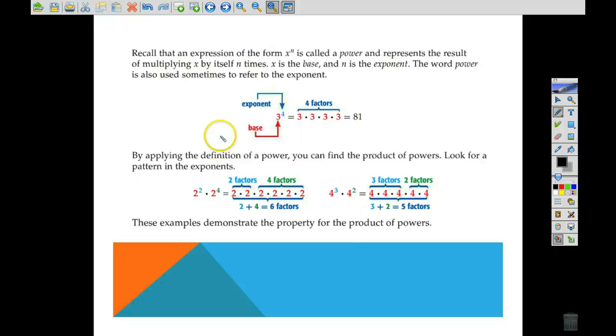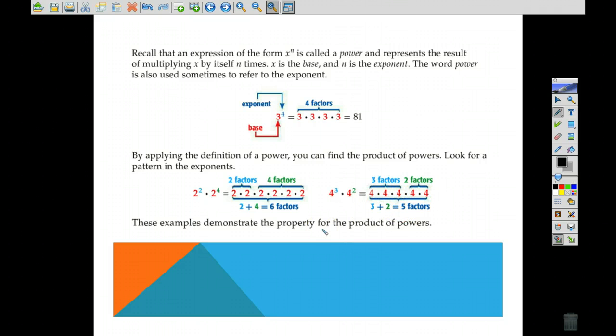All right. By applying the definition of a power, you can find a product of powers. Look for a pattern in the exponents. So if you have the same base here, and it's 2 to the second power times 2 to the fourth power, 2 to the second power means 2 times 2. 2 to the fourth power means 2 times 2 times 2 times 2. And when you're multiplying all of these together, you have six 2's. So you can see a pattern here, 2 plus 4, you're adding the 2 plus 4, and you have 6. Here you have 4 times 4 times 4 times 4 times 4, and you have all together five 4's.